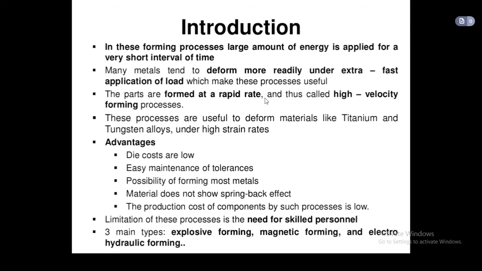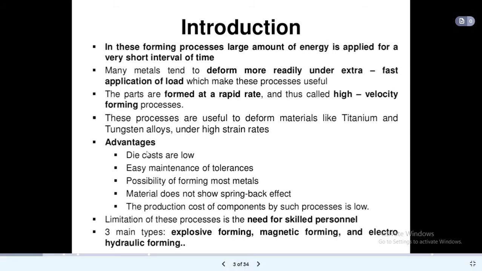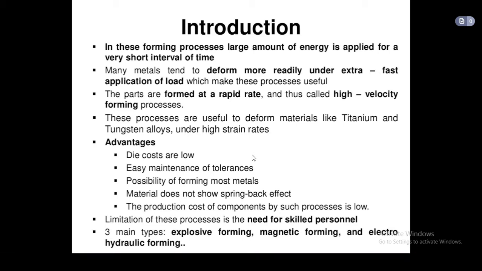As we discussed, in high energy rate forming, the velocity of the movement of the punch or die or equipment is very high. That's why it is also called a high velocity forming process. These processes are useful to deform materials like titanium and tungsten alloy under high strain rate. It means titanium or tungsten alloys are generally deformed by using this high velocity metal forming process.